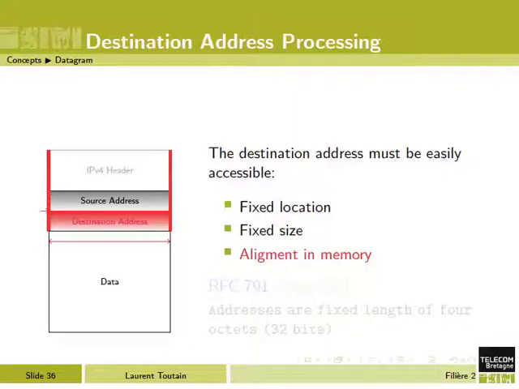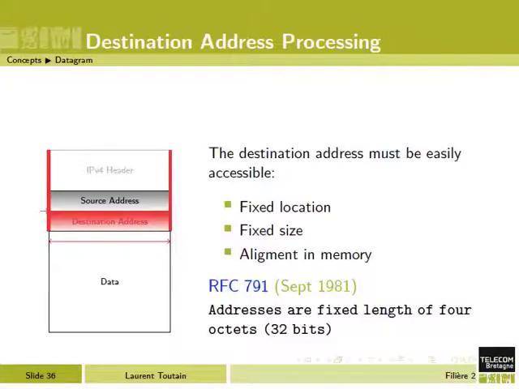So I know where this address will end. And we have an element in memory of 32 bits. It means that a processor that receives a packet can get the whole address with just one read. So the IP packet was designed to forward very quickly based on that address. It's written in the law. The RFC that described IPv4 in September 1981 says that the addresses are of fixed length, 4 bytes.